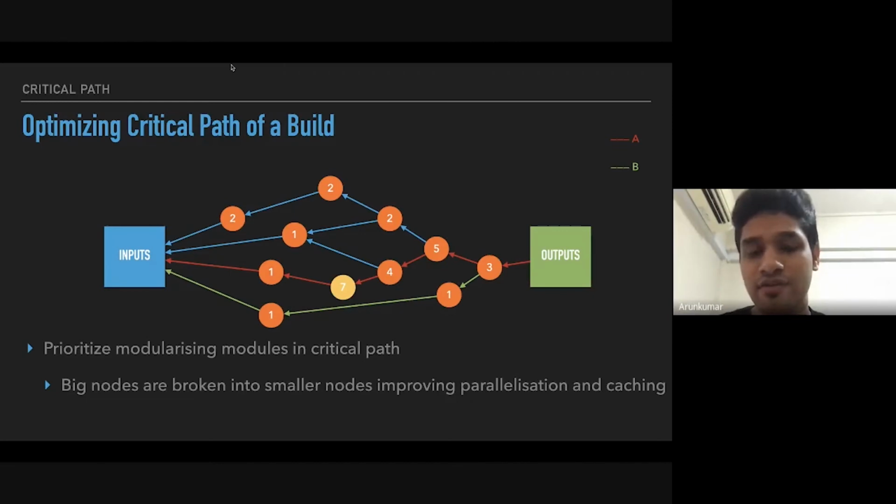So when you want to modularize your project, modularize based on the critical path. Prioritize modularizing modules which are participating in the critical path. Why? When you do such a thing, they are usually big tasks, so they get reduced, and the build becomes more parallelized. And this has another side effect. When you break down the nodes into multiple nodes, your chances of parallelism improve. At the same time, your chances of caching improve, because the inputs become more and more fine-grained, right? So that is the second thing, caching.